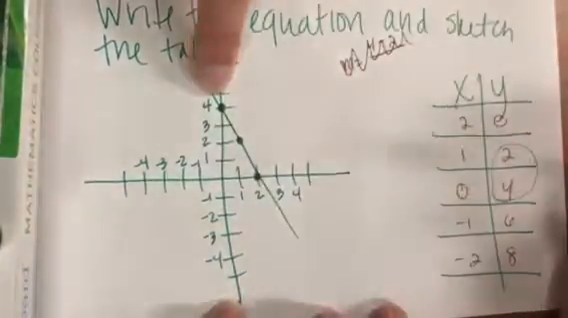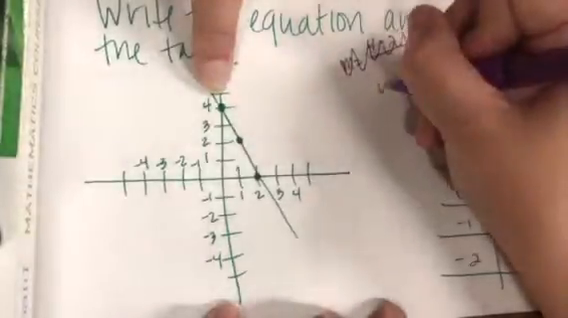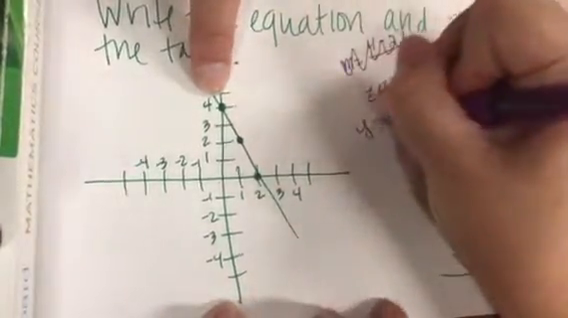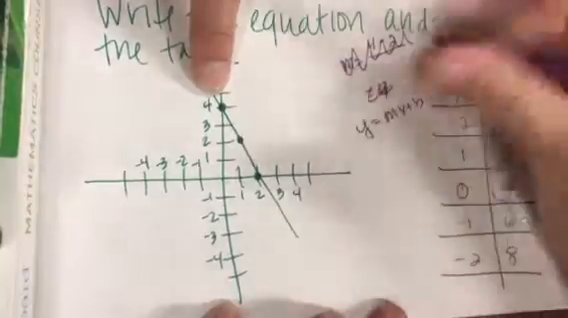Well, first of all, let's identify our y-intercept, because that's easy. Our y-intercept is 4. And it's a positive 4, so it should be +4. y = mx + b. This is +4.